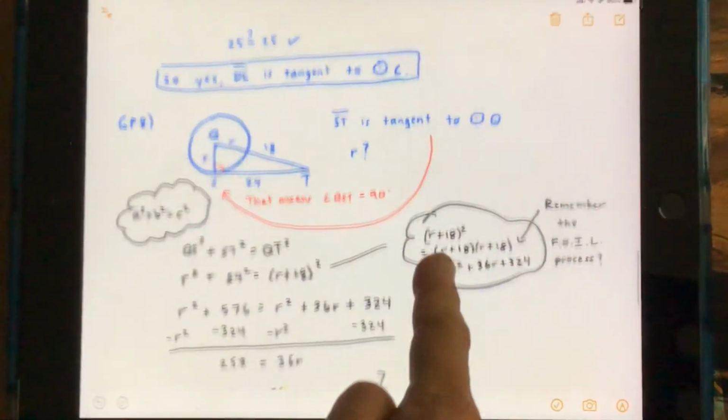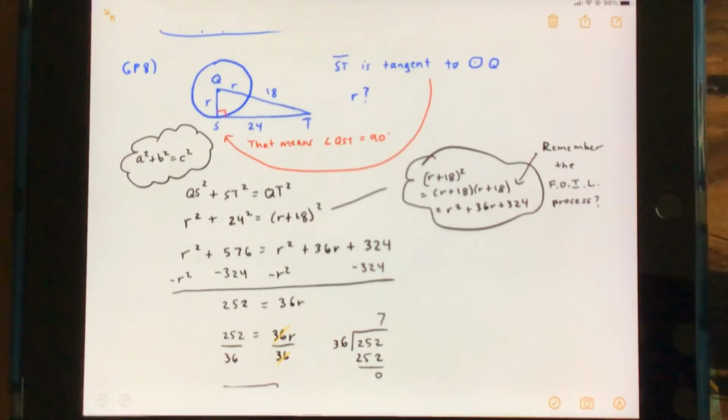Guided practice 8 asks the question, what is the length of the radius? Now we're told that line segment ST is tangent to circle Q, so we know a right triangle has been formed, and we can use the Pythagorean theorem to find out the unknown radius length. Remember again that from Q to a point on that circle, that's going to be R, and from that point on the circle to that external point T is 18. That means that line segment QT will be R plus 18 put together. So we'll use that for the hypotenuse's length. R plus 18 will be the hypotenuse length of this triangle.